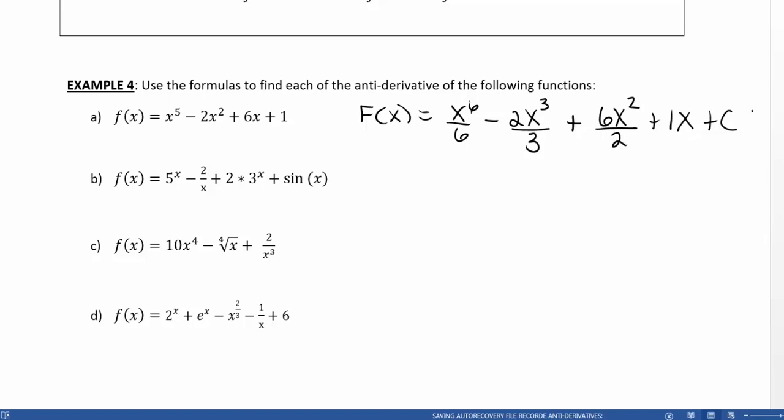Again, you don't have to write the 1. If you don't want to, you can just write it as x, and the 1 would be implied. That's up to you. For part B, again, we're going to go term by term, and we're going to test out each of our rules here.